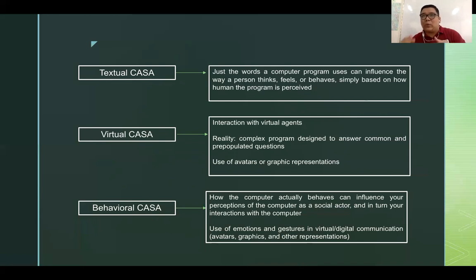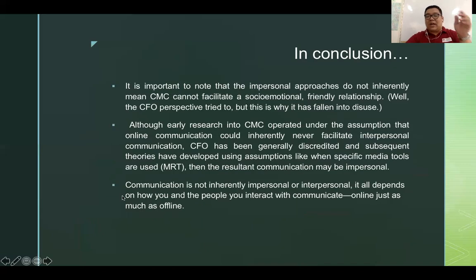Now, contrast it when you actually communicate with someone, really a person. There's really a big difference. So behavioral CASA here tells us that the use of emotions and gestures in virtual or digital communication can actually impact our behavior as computer users. Okay, so those are the important theories that we need to understand when we talk about impersonal communication.